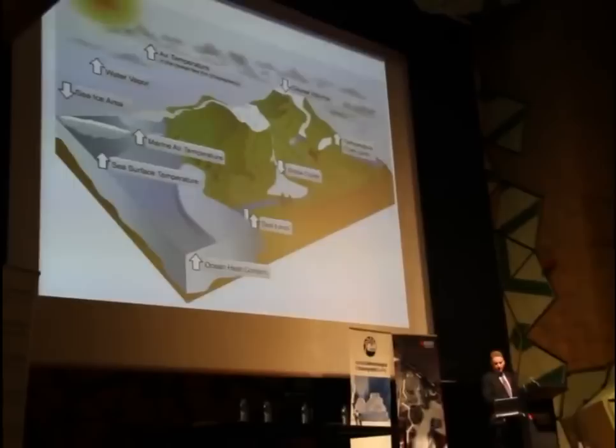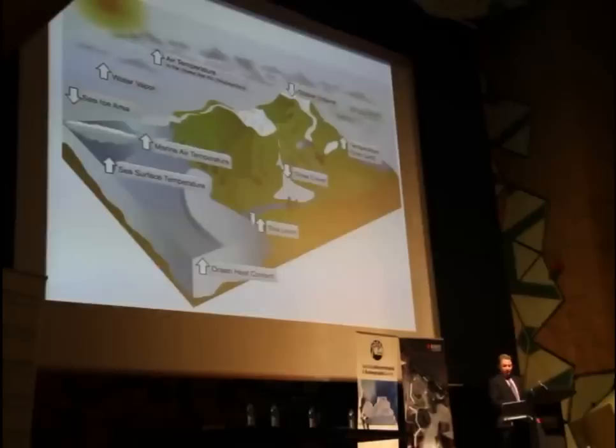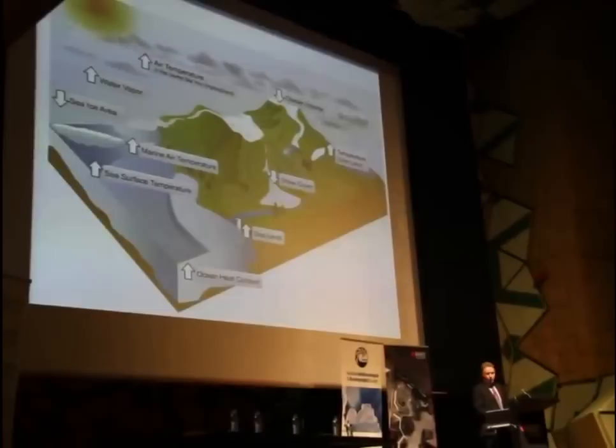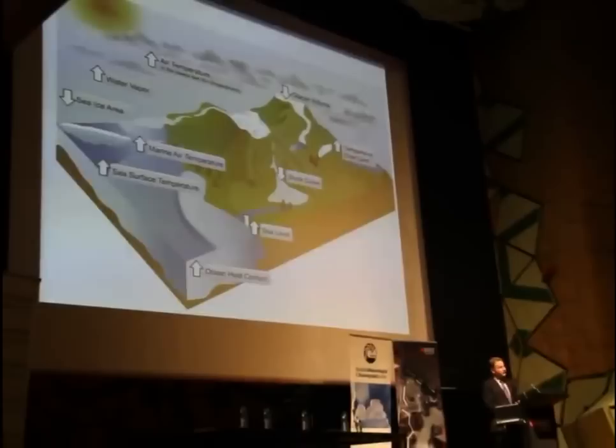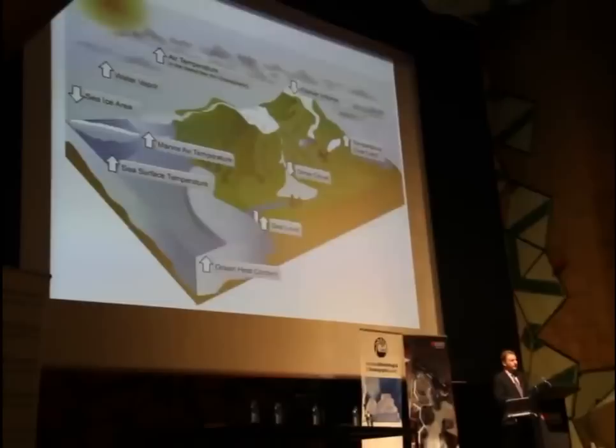Temperatures over land have increased. Snow cover has tended to reduce. Sea level has increased, and the amount of heat contained in the ocean has actually increased, and the temperatures in the air over the ocean have increased, and the sea surface temperature itself has also increased. So all of these changes are consistent with the idea that the planet is warming up.